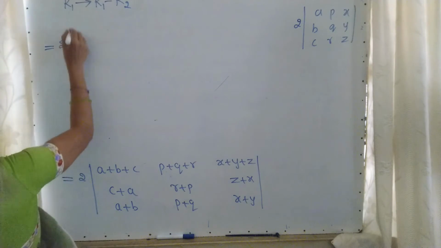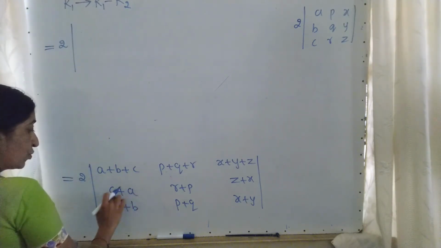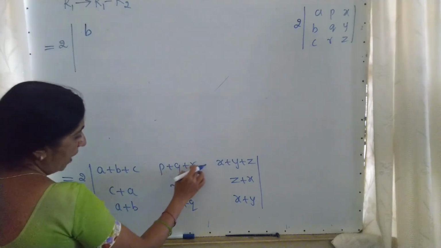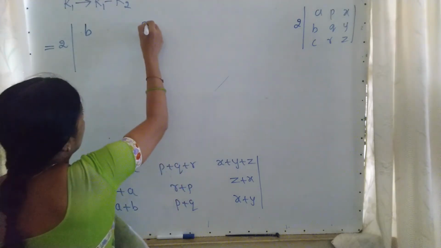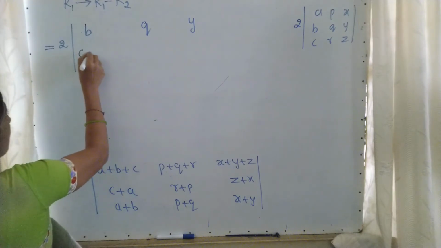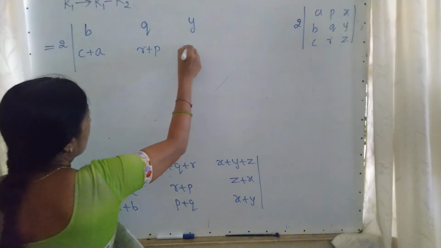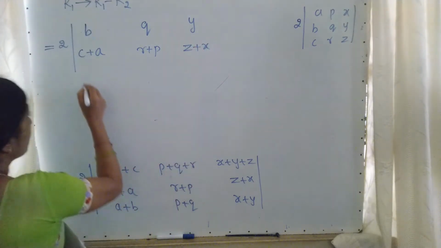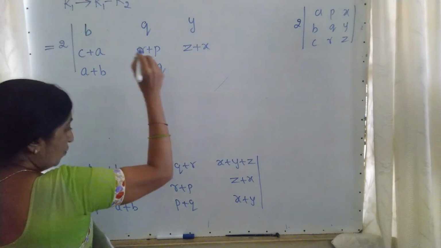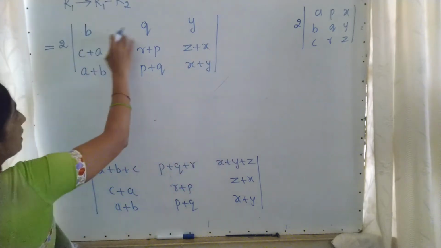So outside 2 as it is. A plus B plus C minus these 2, what is remaining? B is remaining. Here P plus Q plus R minus these 2, Q is remaining. Next here Y is remaining. Write the remaining 2 rows as it is: C plus A, R plus P, Z plus X. Next A plus B, P plus Q, X plus Y. See, in one row we got single terms.